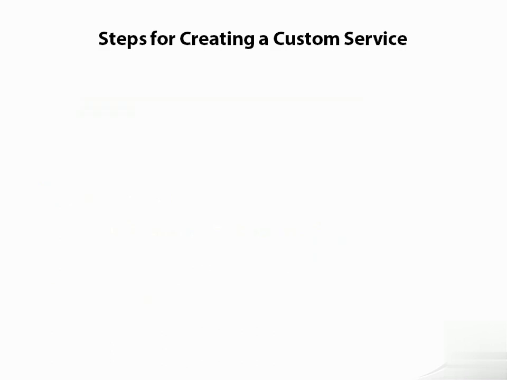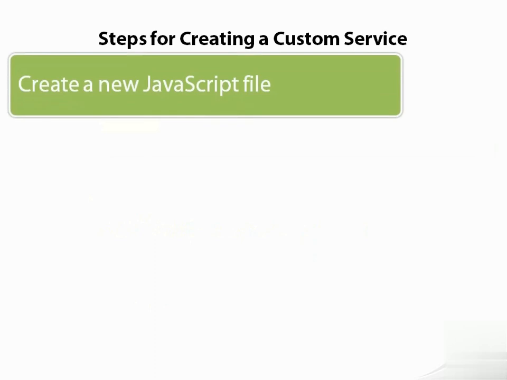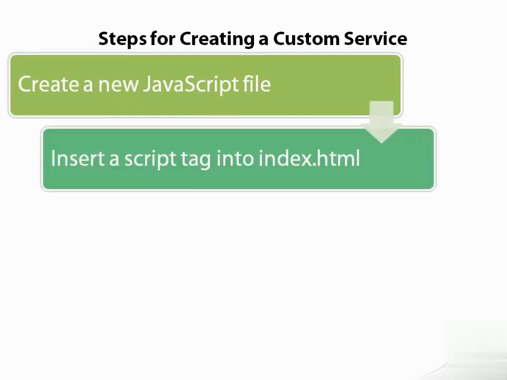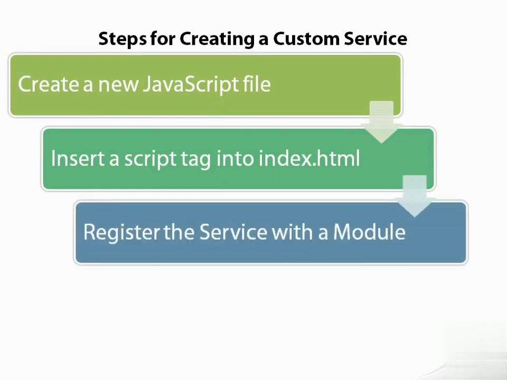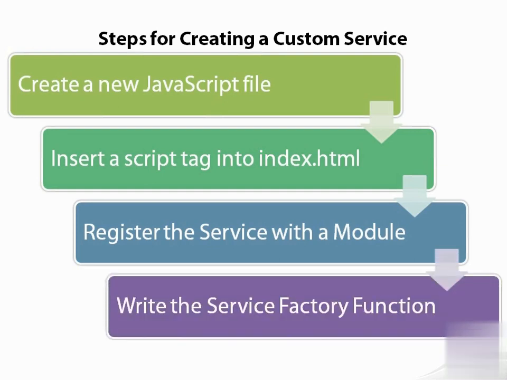Creating a custom Angular service requires the following steps. Create a new JavaScript file for the service. It's a good practice to put each service in its own JS file. Insert the script tag for the new JavaScript file into the index.html file. That will ensure it is downloaded to the client. Register the service with a module as shown on the prior slide. We already created a common.services module for our common services. That is the module we will use for the registration. And the last step is to write the code for the service in the service factory function. Let's do these steps now.